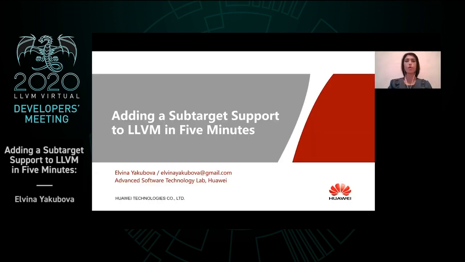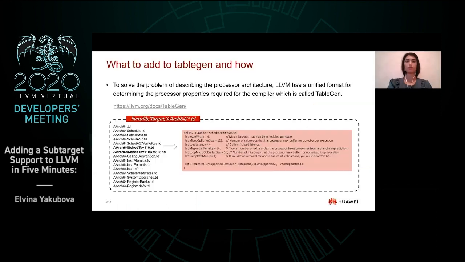And today I'm going to tell you how to add support for a specific subtarget to LLVM in just 5 minutes. This guide is based on my recent hands-on experience of adding the HiSilicon ARM CPU Kunpeng 920 model, also called TSV110, support to LLVM.